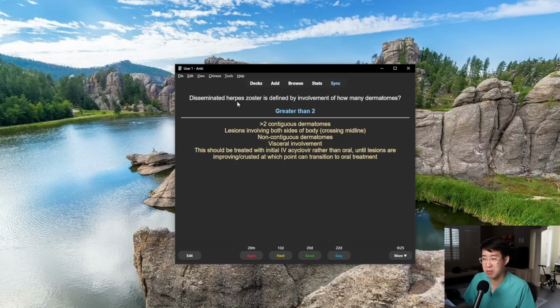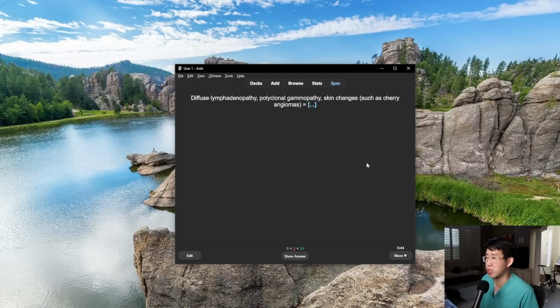And I learned all this because I had a disseminated herpes patient this month, and there's a lot of learning to be had just looking this up. And so these patients should be treated with IV acyclovir rather than oral until lesions are improving and crusted, at which point they can transition to oral treatment.